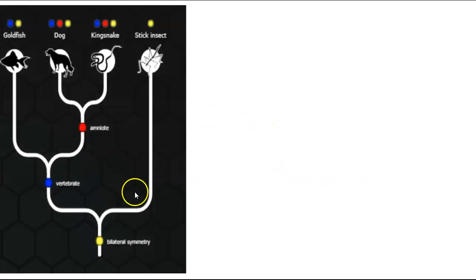Again, you can see this. They all share bilateral symmetry. Each of them, if you cut them in half, you'd see the left and the right being very similar. The stick bug has to speciate on its own because it doesn't share the trait of vertebrates. So it went evolutionarily on a different line. These three went down the same line, as we could see, because they all shared the trait of vertebrates. But then these two speciated out because they share the trait of amniotes. Their young are in a placenta, in a protective sac, when they are developing.